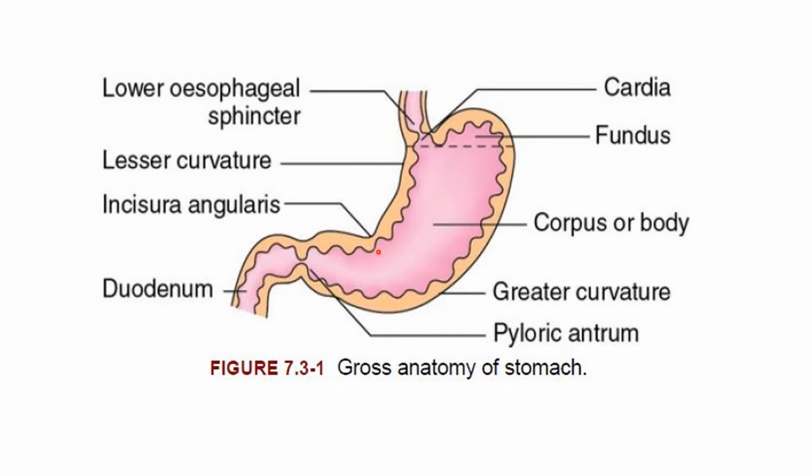corpus. Now here you can see a constriction which is the pyloric antrum. It is entirely the pylorus, which consists of pyloric sphincter and the pyloric canal. Now ultimately from the pylorus, it goes and joins the first part of small intestine, that is the duodenum.